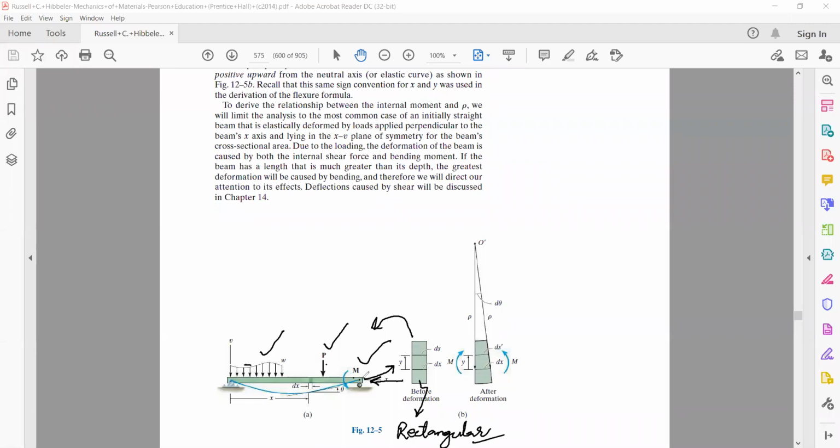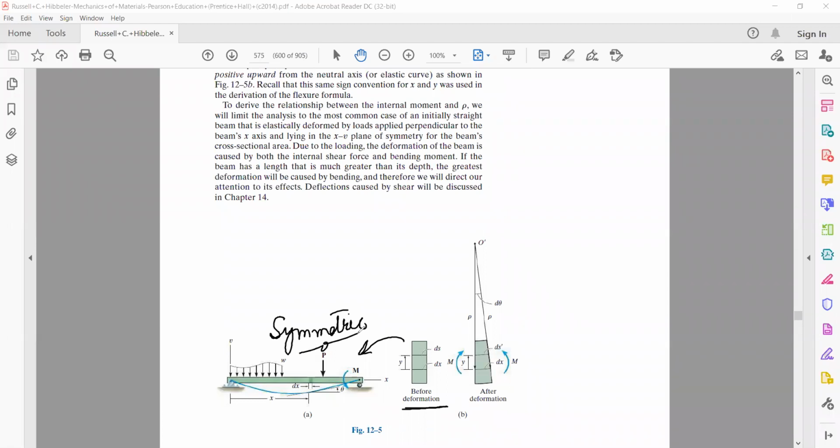If this beam is of circular cross section, then it will be a circle like this. If it's a square cross section beam, then it will be a square. If it is, say for example, an I section beam, then its cross section will essentially be in the form of an I section. So we are here assuming that the beam is a rectangular cross section beam. Before deformation, the system is symmetric.